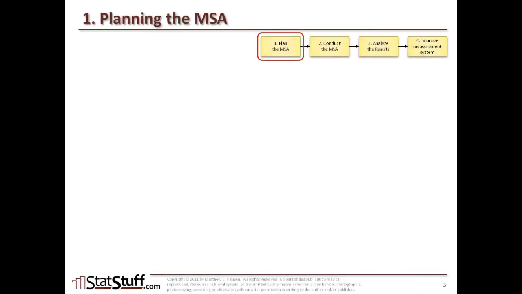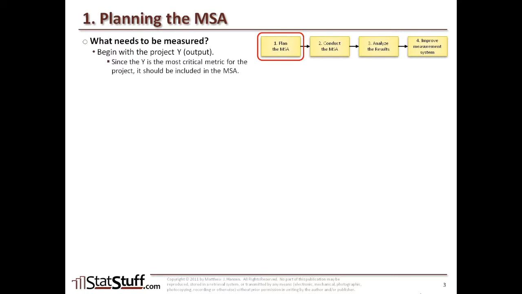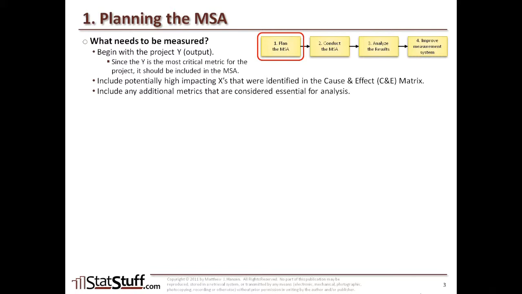Well, one of the first things that we need to do when we begin to plan the MSA is to ask ourselves, what is it that we need to measure? Now, one of the things we should always include is at least the project Y, whatever the primary output is. Since that's the most critical metric for the project, then it should be absolutely included within the MSA. But you might want to also include any potentially high impacting X's or inputs that you had identified, such as in the cause and effect matrix or C&E matrix. You might also want to include any additional metrics that are considered essential for this analysis.